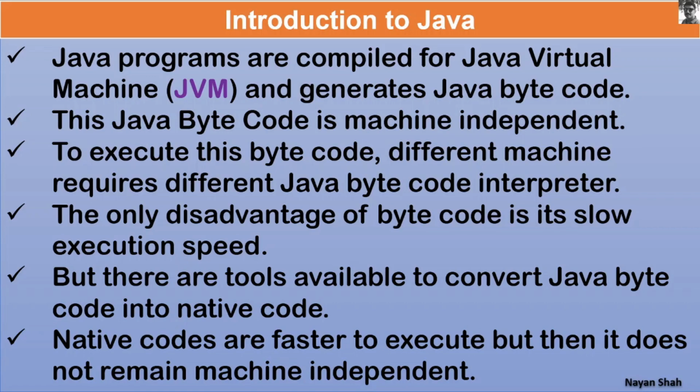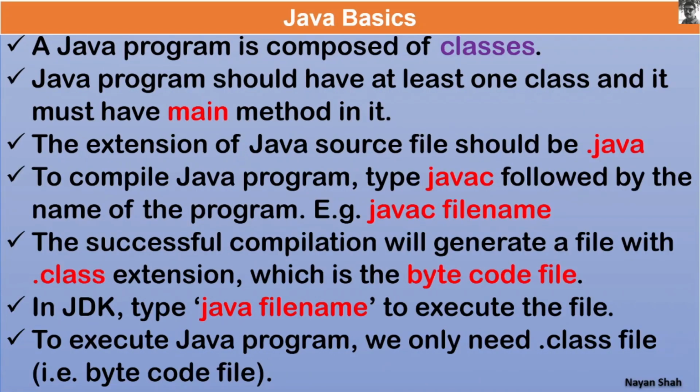But then the limitation of that code would be it will not remain machine independent. So native codes are faster to execute, but then it does not remain machine independent. So that is how Java programs are getting compiled and remain machine independent for every different machine. A Java program, now what is a Java program made up of?